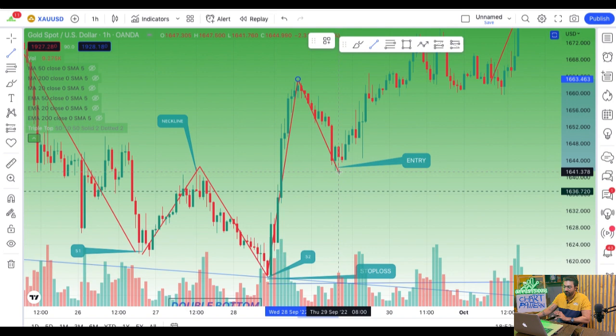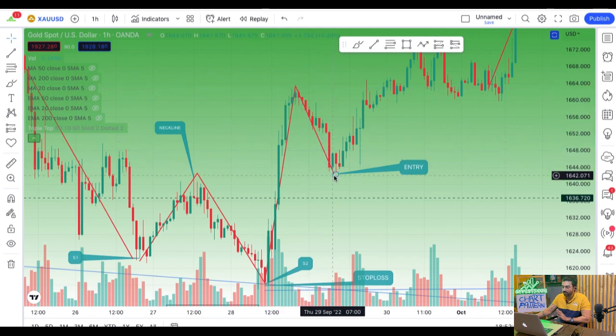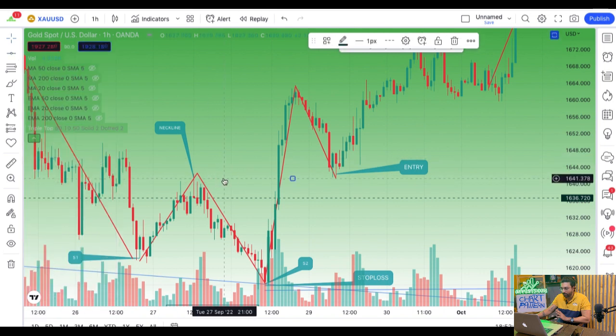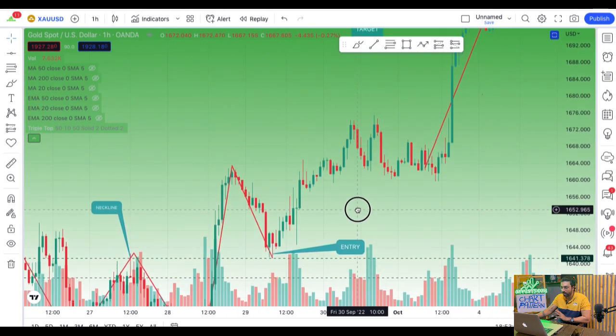So where we have to take the entry, that's the million dollar question. We have to take the entry once the market breaks through the neckline and comes back again to retest this neckline. This is the neckline. I can show you the dotted lines so it will be easy for you. This is the horizontal line. So this is our resistance area or the neckline area. The market goes up and goes down and retests the neckline, and from there you can take your entry.